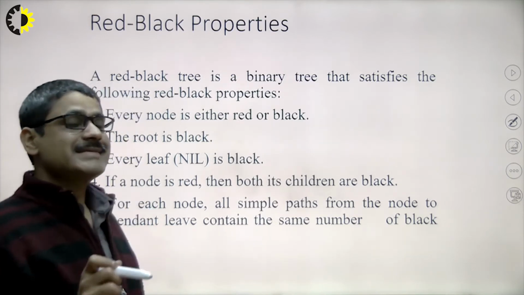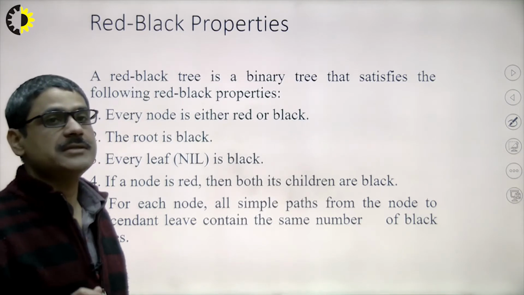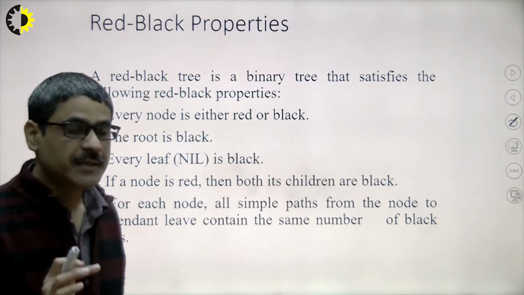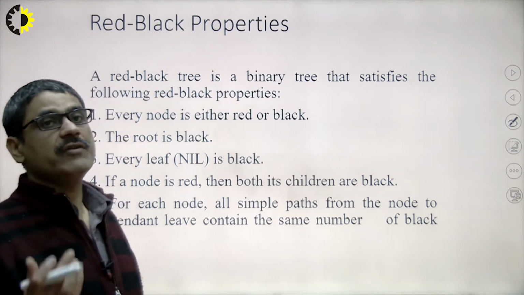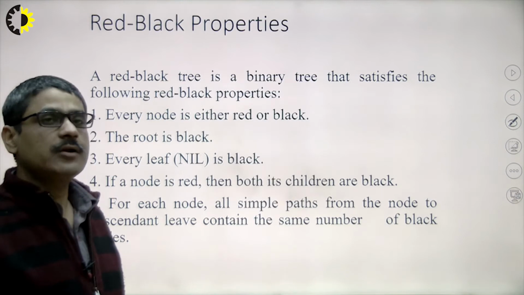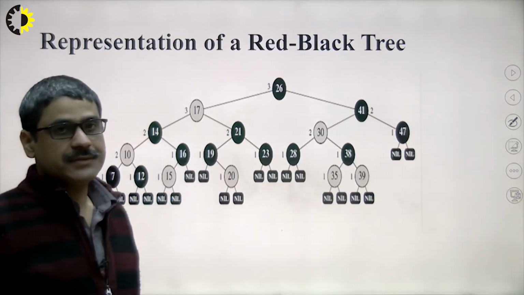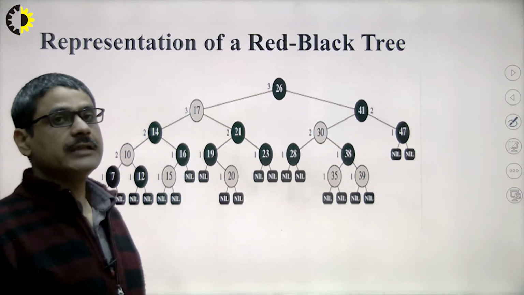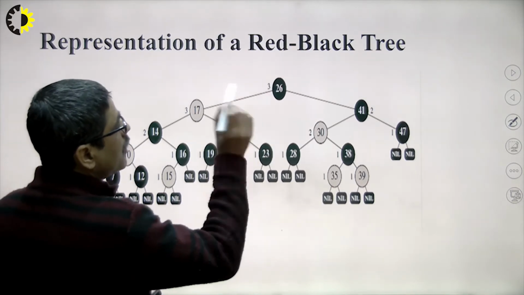So a red black tree has these 5 properties, and whenever you perform any operation, you are bound to maintain these properties in the red black tree. That's why insertion, deletion and other operations are very important and a little bit complex also. Here I have given an example figure of the red black tree. If you look at this tree, you can see all the 5 properties.